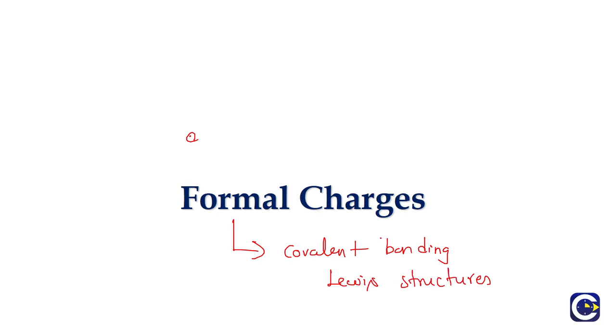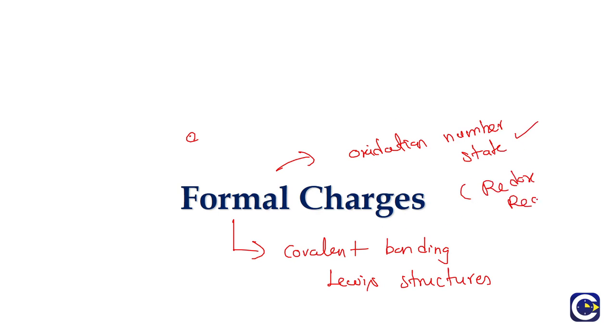But nowadays, more than the formal charge, to understand how the electrons are shared between the atoms, we use the concept of oxidation number or oxidation state. This is the concept that is more relevant nowadays. We will study oxidation number and oxidation state in the redox reactions chapter, but here we will look at the idea of the formal charge.